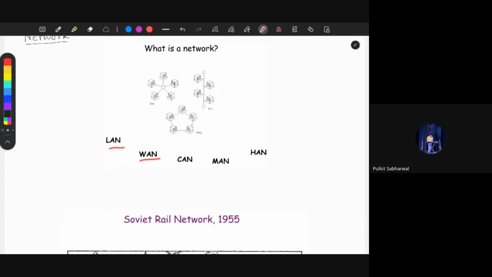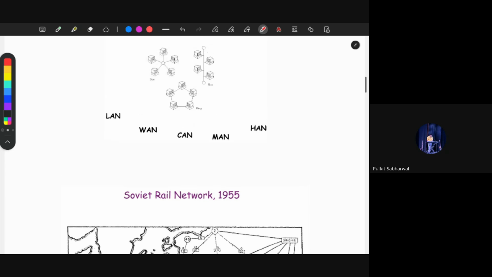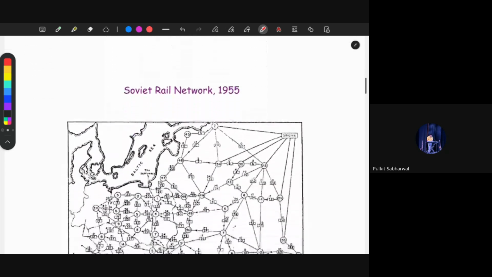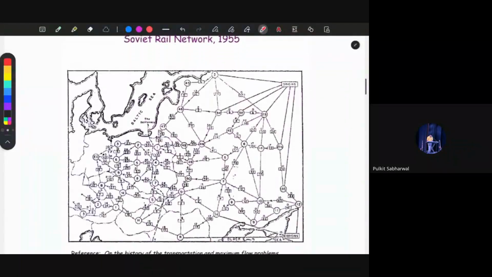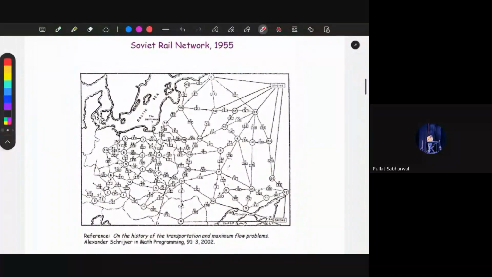We say local area network, like many other networks. So the computer network is one example. Maybe if you have attended Professor Rajesh Shubhasra's talk, you may have seen some of the examples. But for us, we will not deal with those. We will deal with this kind of network.